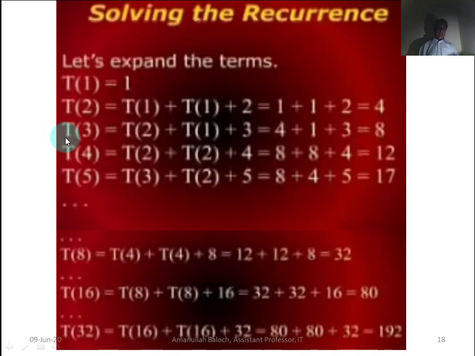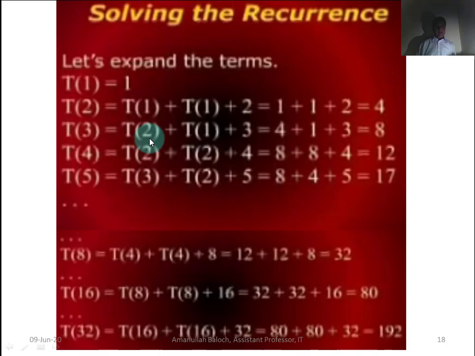Now T of 3. If there are 3 elements in an array, what will be the running time, the sorting time of those 3 elements? It will be divided into a 2 element array and a 1 element array. The ceil and floor functions will work, and since the value of n is 3, plus 3 will be added, because the recurrence relation is adding n. Here n is equal to 3, so 3 will be added here.